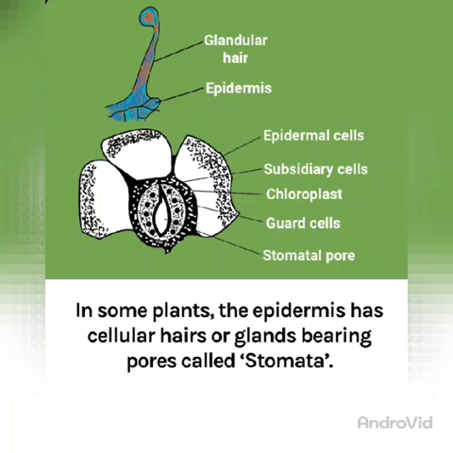Next is the picture of stomata. Here you can see the outer one is the epidermal cell. After the epidermal cell comes the subsidiary cell, the inner cell is called subsidiary, and after it the innermost cell is called the guard cell, and the most inner side is called the stomatal pore.